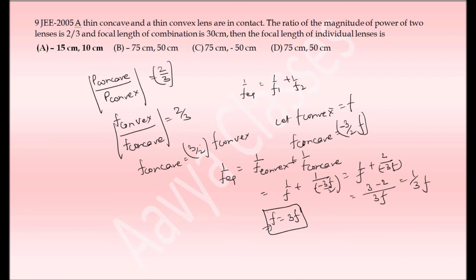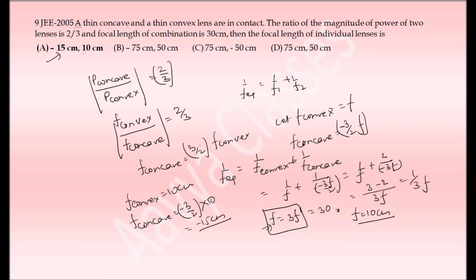and if you see here, the equivalent focal length comes with a positive sign, that is, the combination as a whole behaves as a convex lens. So the equivalent focal length given as per this problem is 30 centimeter. So 3f is equal to 30 and we get f is equal to 10 centimeter. So clearly the focal length of convex lens is equal to 10 centimeter and the focal length of concave lens is equal to minus 3 by 2 into 10, that is minus 15 centimeter. So if you see the options, then the focal lengths of the individual lenses, f concave is minus 15 centimeter, f convex is plus 10 centimeter, and option A is correct.